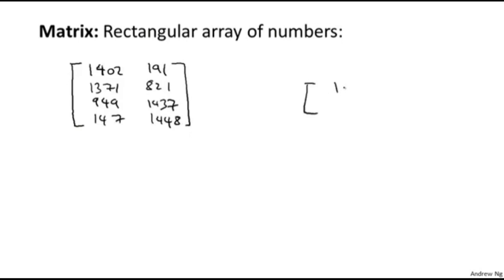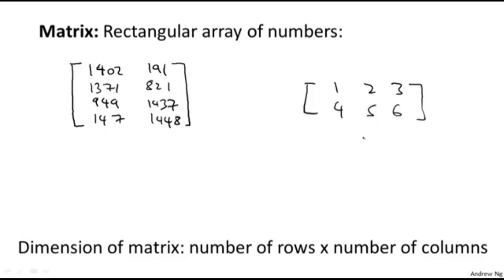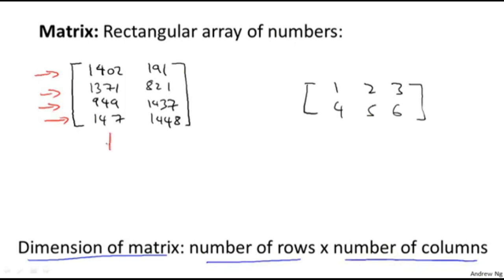And here's another example of a matrix. I'm just going to write 1, 2, 3, 4, 5, 6. So a matrix is just another way of saying a 2D or two-dimensional array. The other piece of terminology we need is that the dimension of a matrix is written as the number of rows times the number of columns in the matrix. So concretely, this example on the left has 4 rows and 2 columns. So I'm going to say this is a 4 by 2 matrix, okay? Because it's number of rows by number of columns.